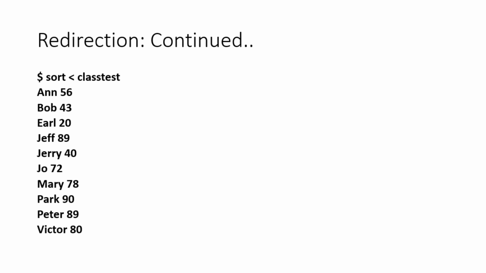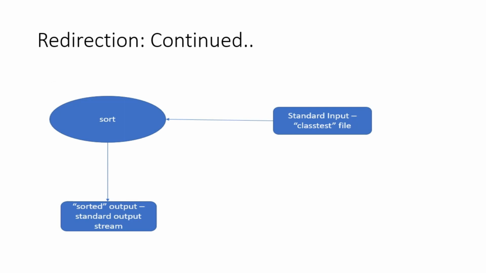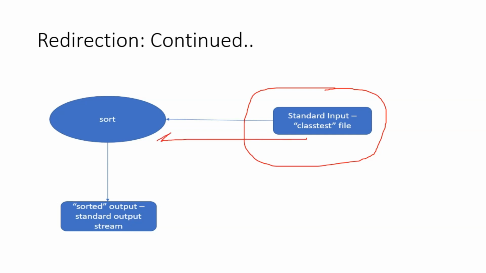A pictorial representation of the standard input and output stream of this example is as follows. As you can see, this is the standard input, which has the content of the file called classtest, that has been fed to the sort command, the Linux command, and the output that you see is actually the alphabetically sorted content of the classtest file.